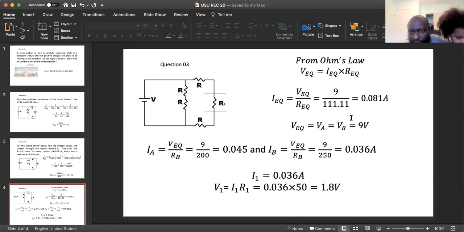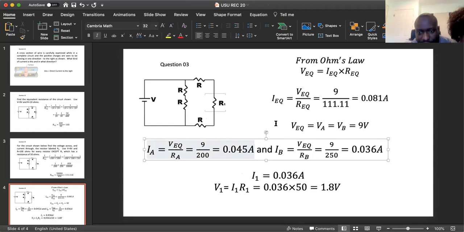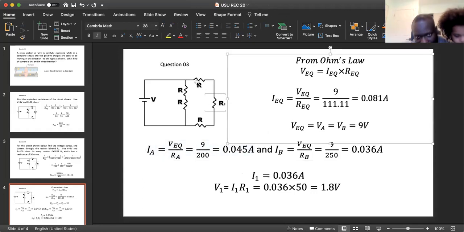So we've gotten our I equivalent to be this. V equivalent is the same as V through branch A, the same as V through branch B, 9 volts. Current through branch A is the V through branch A, which is the V equivalent, divided by the resistance through branch A. So this should be A, not B. So resistance through branch A is 100 plus 100, 200, 9 over 200, 0.045 amperes. So that's my current through branch A. So what is the current through branch B? It's the same 9 volts divided by the total resistance through branch B, 100 plus 100 plus 50, 0.036 amperes.